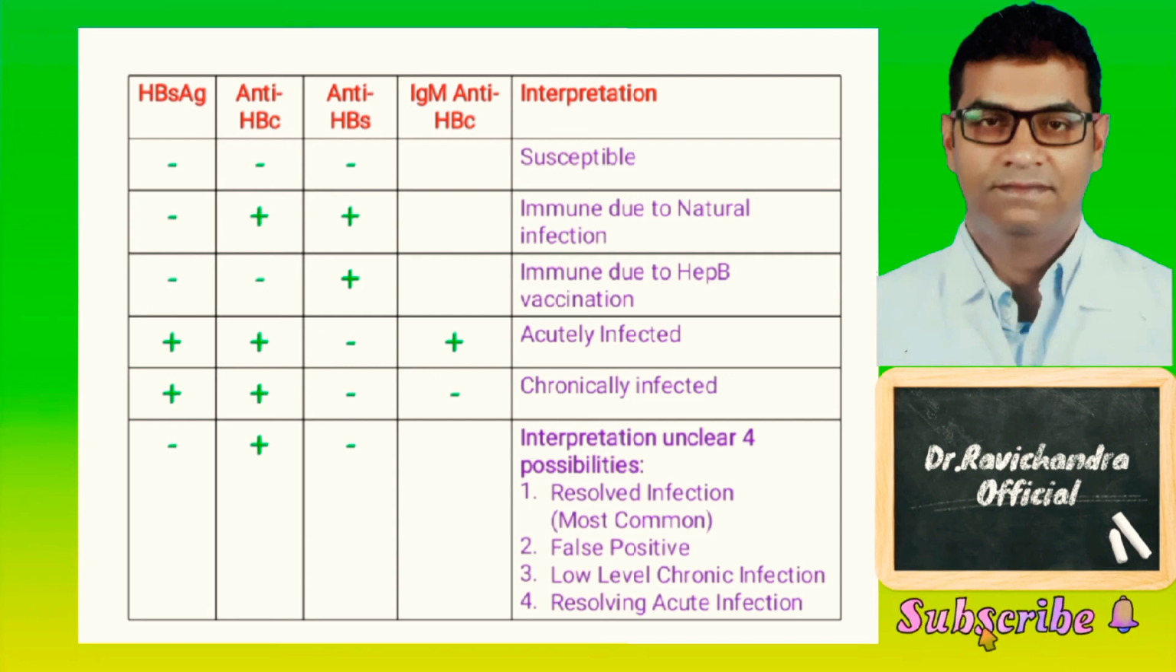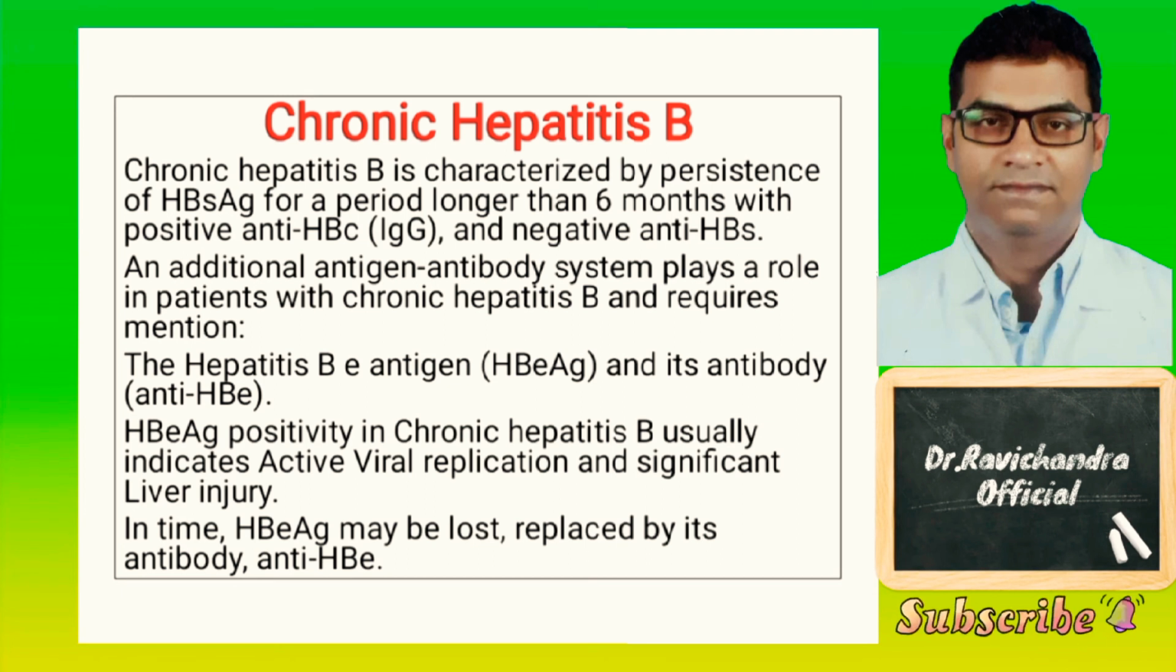If HBsAg is negative, anti-HBc positive, and anti-HBs negative, then the interpretation is unclear, and there are 4 possibilities. The most common is that it may be a resolved infection, or it may be a false positive, or a low level chronic infection, or a resolving acute infection. Chronic hepatitis B is characterized by persistence of HBsAg for a period of more than 6 months with positive anti-HBc IgG and negative anti-HBs.